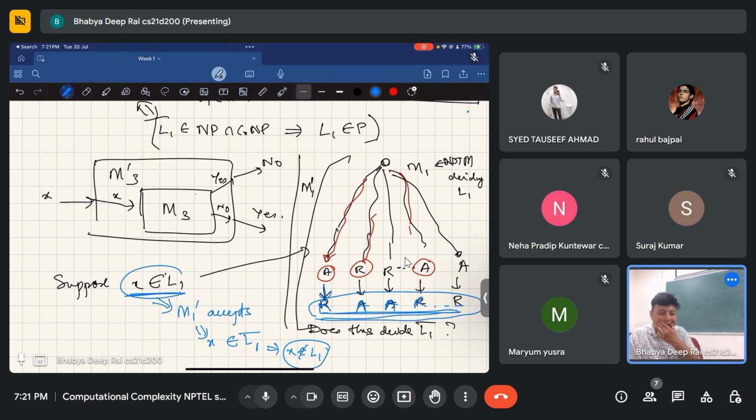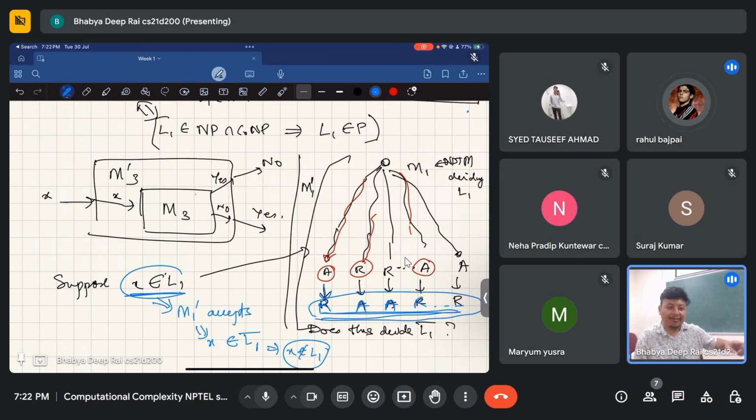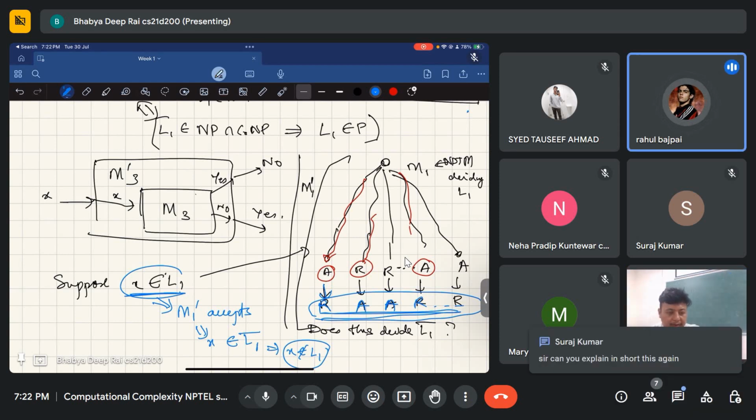Okay, is this clear, Rahul? X belongs to L1 if at least one of the paths of M1 accepts, and M1 complement also accepts on at least one of the paths of M1 which accepts, right? How? Because it is the complement of the previous machine M1 itself. Suraj says, "Sir, can you explain in short again?"